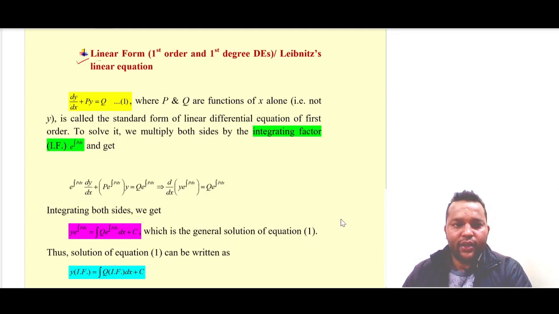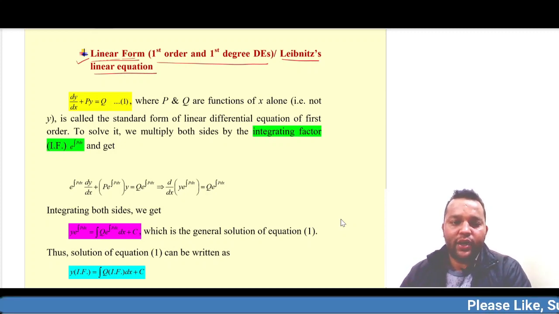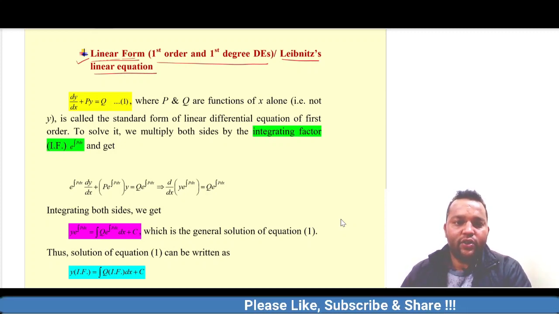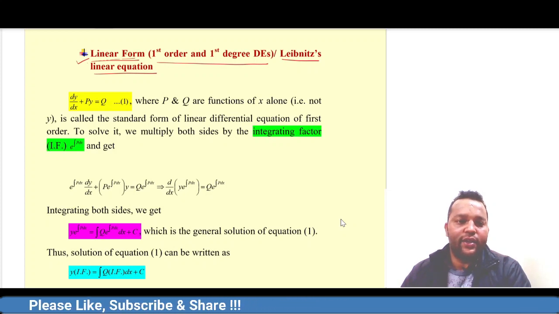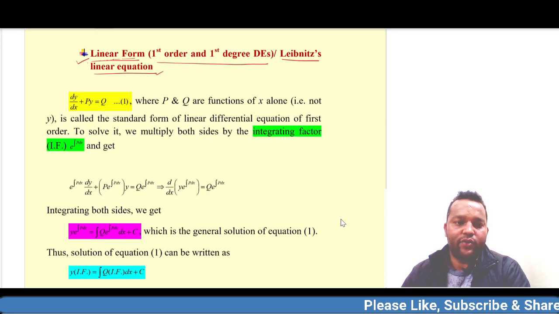Today's topic is linear form, that is another method of solving first order and first degree differential equation. This form is also known as Leibniz linear equation. Actually, Leibniz has provided a procedure to solve this linear form. Therefore, it is also known as Leibniz linear equation.